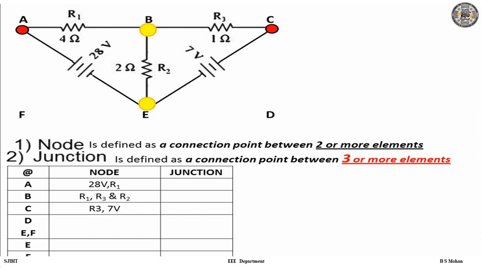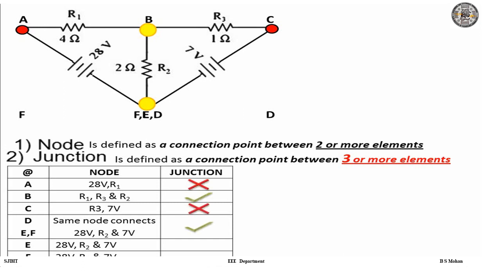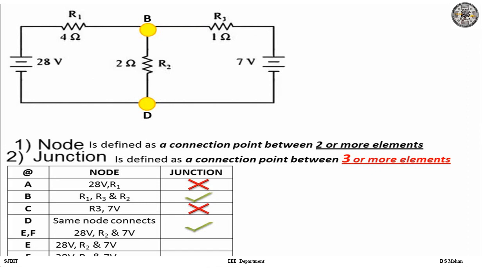So we have two junctions highlighted in yellow color, right? So we can say that junction as either F, E or D. So I think we have named it as point D. So let us see this further. So we have only two junctions which are B and either D, E or F. So we have named them as B and D. So we have two junctions here.